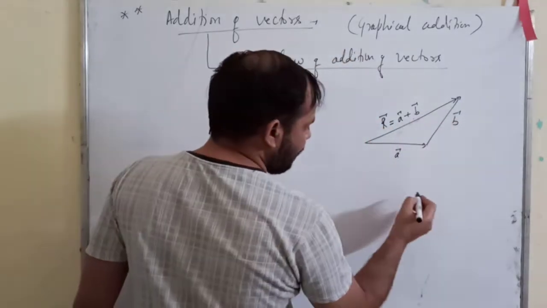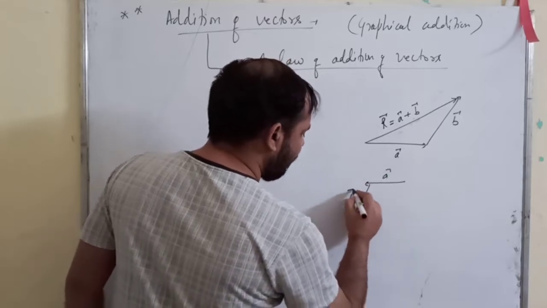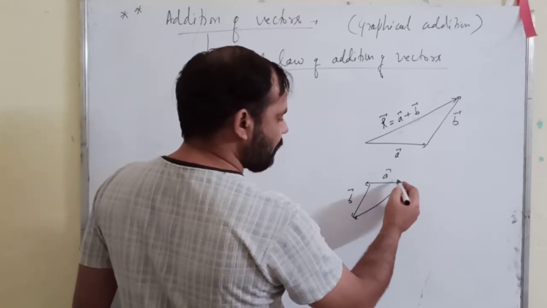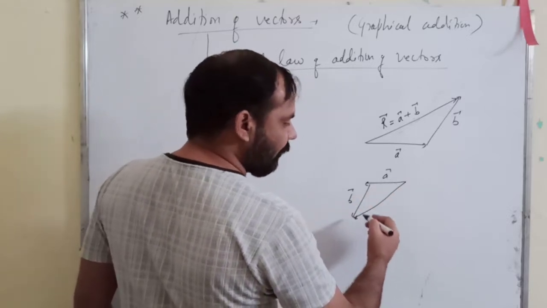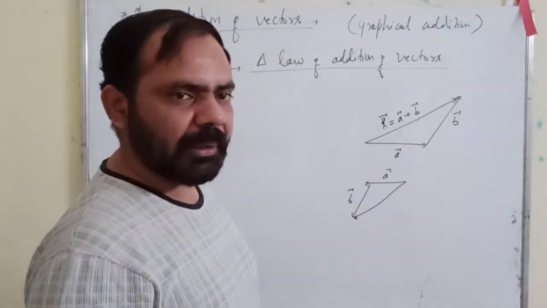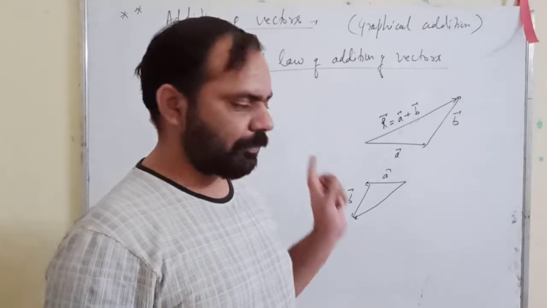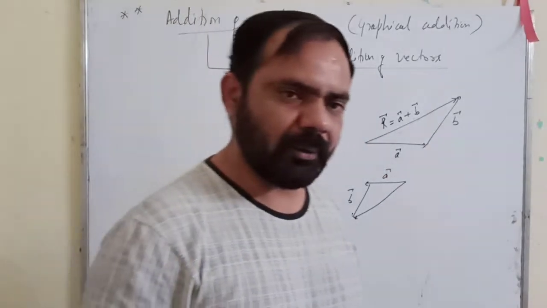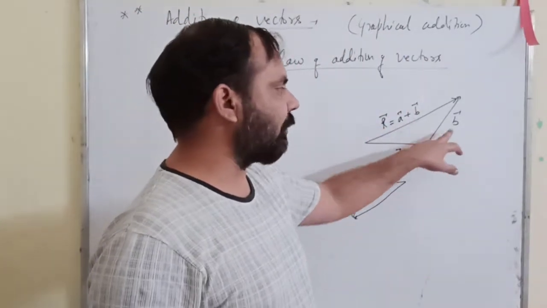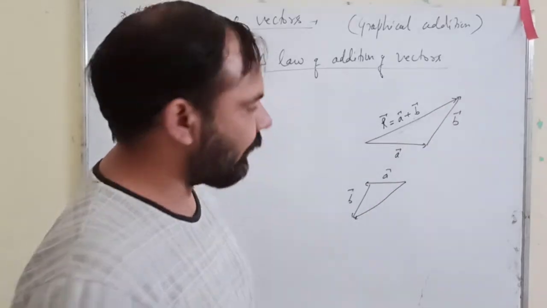If you have a condition of this type, a vector, b vector, then their sum will be represented by the third side of the triangle in opposite direction. So this is your anti-clockwise direction, and this is clockwise direction. This means the sum should be represented by the third side of the triangle but in opposite direction. This is your triangle law of addition of vectors. Where will we apply it? When we have two vectors such that the head of one vector is touching the tail of the other vector.